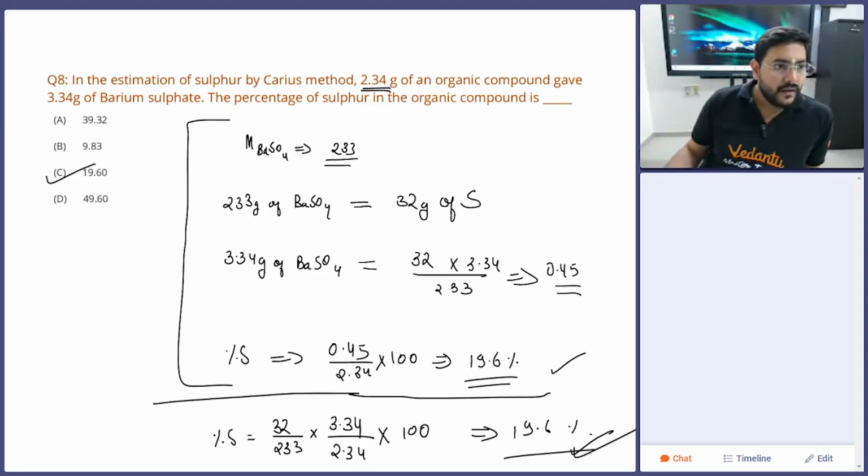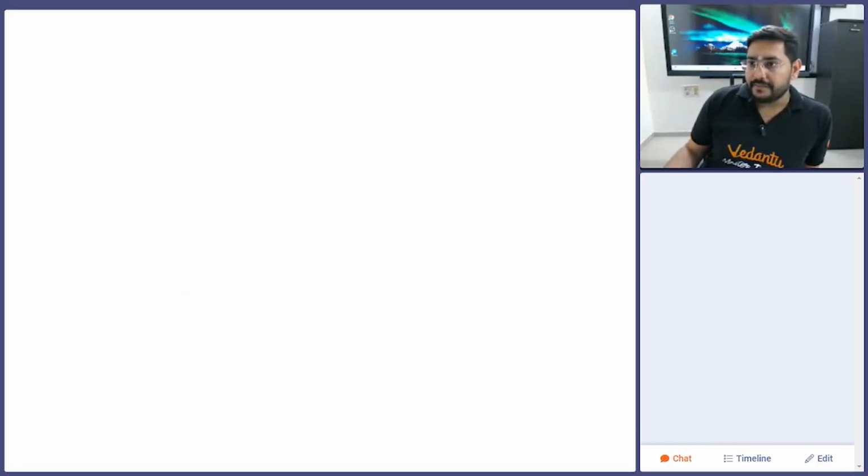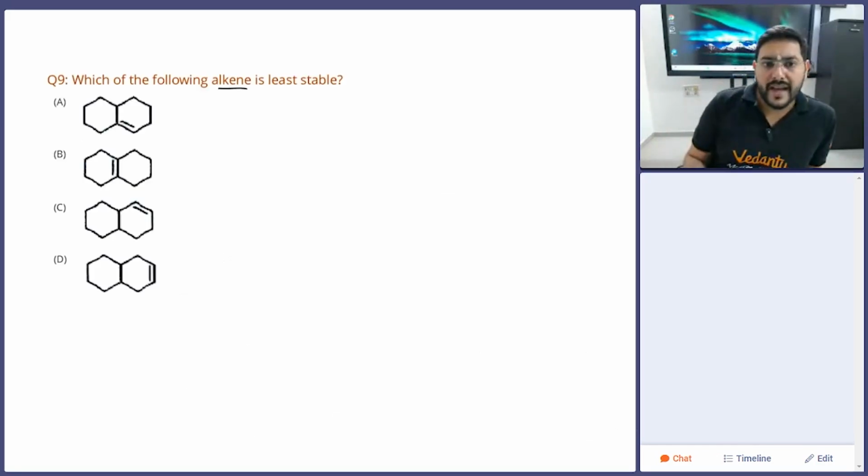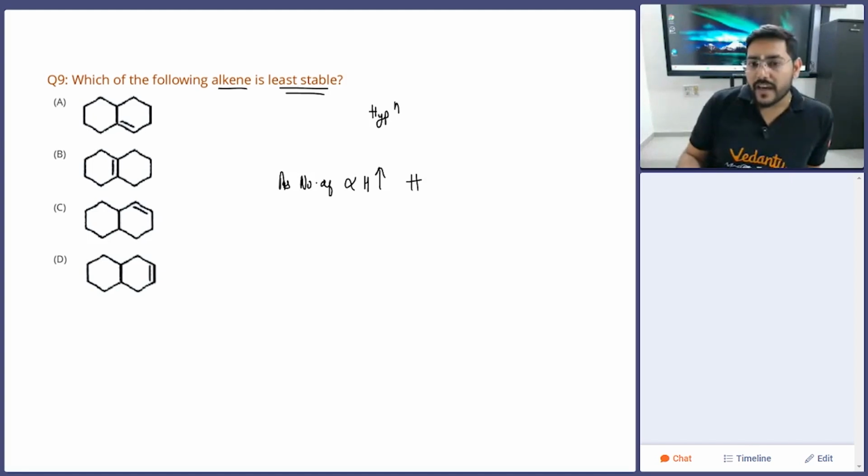Okay, everyone, moving towards the next question. Which of the following alkenes is least stable? Now, in hyperconjugation, we know that as the number of alpha hydrogens increases, hyperconjugation increases, and the stability of the alkene increases. So let's talk about the number of alpha hydrogens.